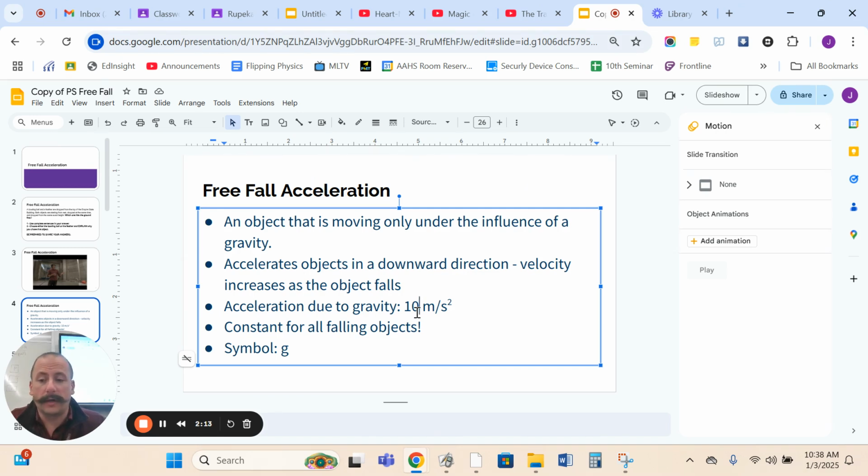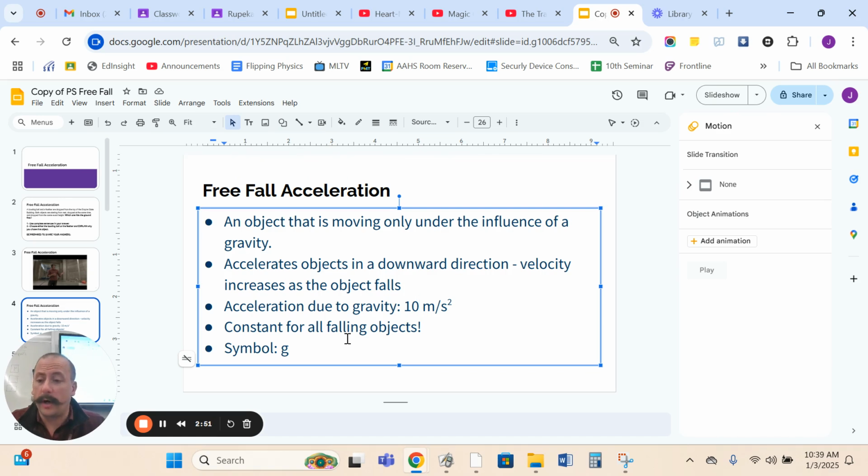And that is true for different locations. If I were to go to the moon, the acceleration of gravity is much less. That's why it appears like astronauts are bouncing. The acceleration takes a long time to slow them down, and as they're coming back down, it takes a lot longer for them to speed back up. If I go to Mars, the acceleration of gravity is only about 3.7. On Jupiter, which is bigger, it's about 26, almost 27 meters per second squared, so a lot bigger. But here on Earth, our value is right around 10. It is constant for all falling objects.